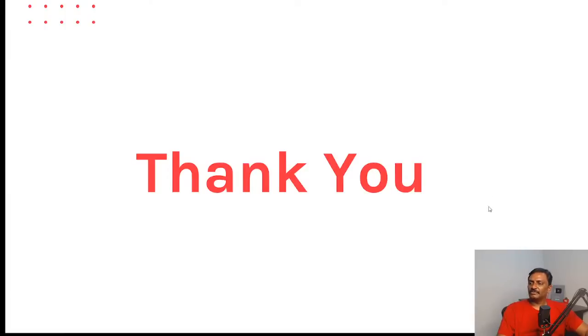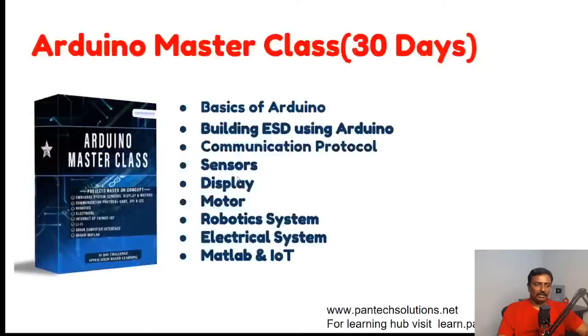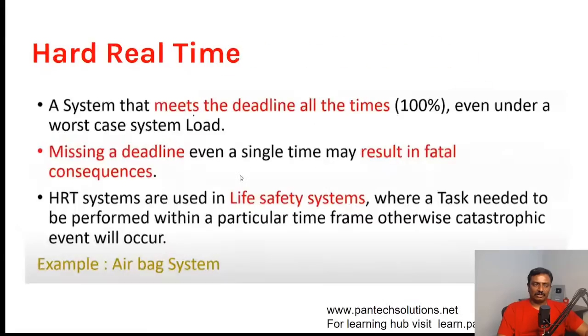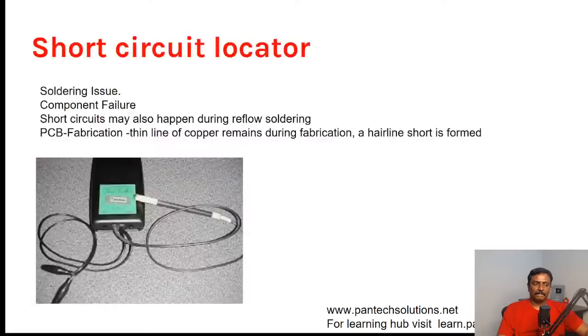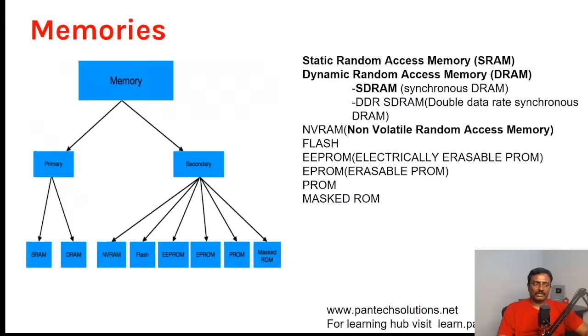Nandini Chaudhary is asking for the memory slide. Okay, Nandini, this memory, right? So memories, you have primary memory and secondary memory. Primary will be very fast, but it will be volatile. So SRAMs and DRAMs.